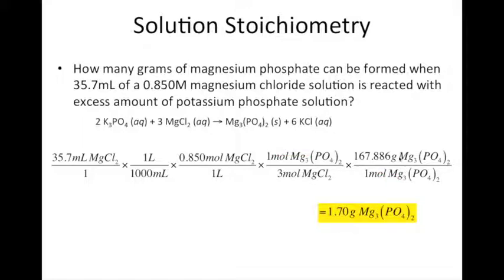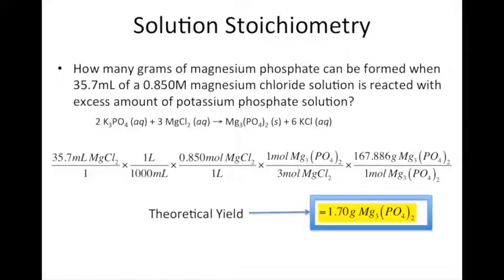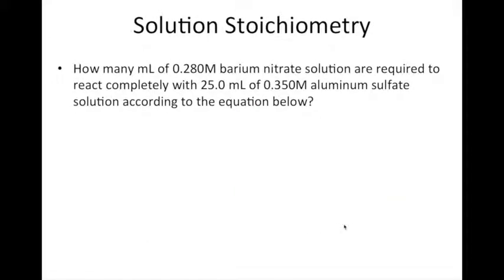Solve that, and we get 1.70 grams of magnesium phosphate. So that's the theoretical yield. If we have 100% yield, then our magnesium phosphate mass will be 1.70 grams. Let's try one more problem.